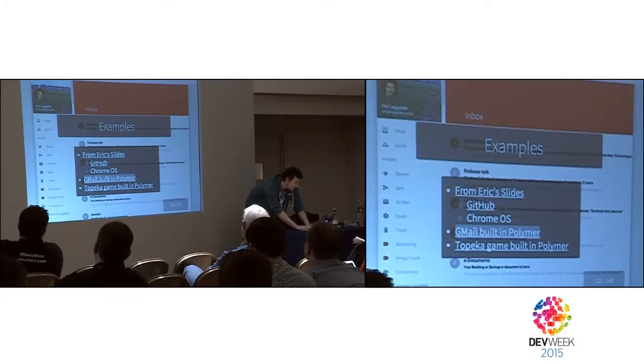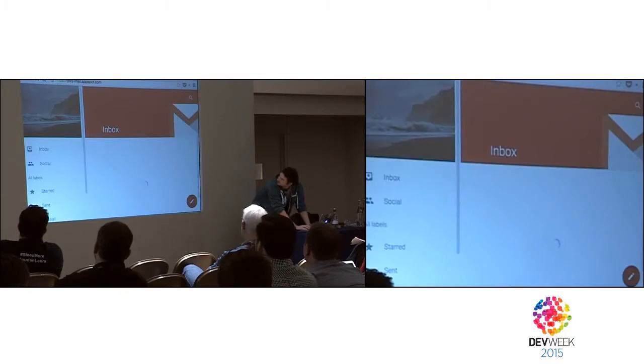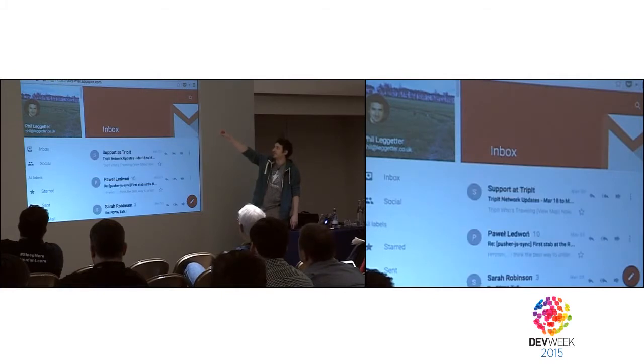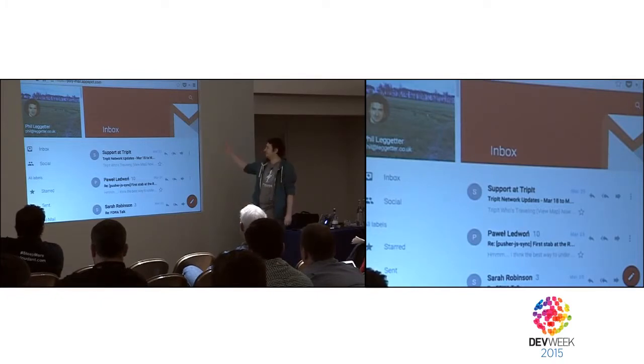There we go. So he built it using Polymer. So this is actually my email that's loading. So if you go to poly-mail.appspot.com, it'll ask you to log in, and these really are my emails. It's not fully functional, but it's Gmail written in web component, well, Polymer built on top of web components.